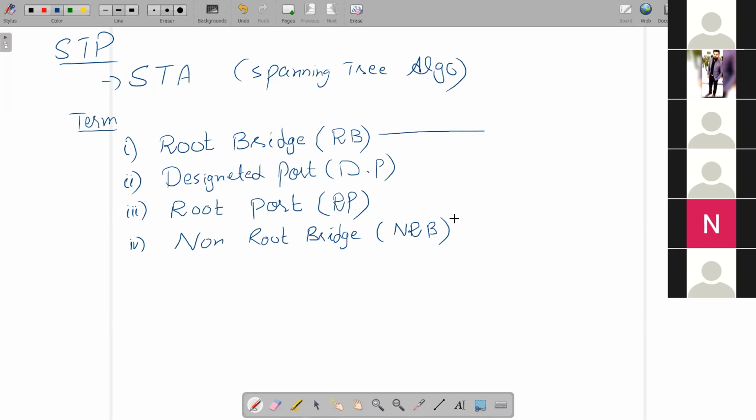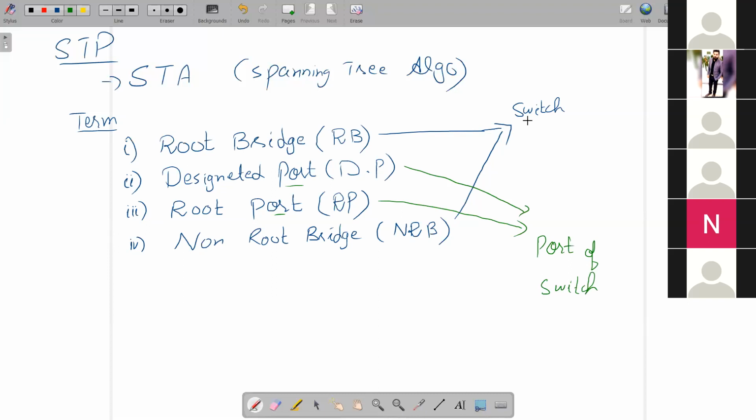These two roles are given to the entire switch. For example, a switch can be a root bridge, a switch can be a non-root bridge. So these are the statuses of the entire switches. But these two terms, as you can see, I'm writing port over here, which means these statuses are given to some specific port of a switch.